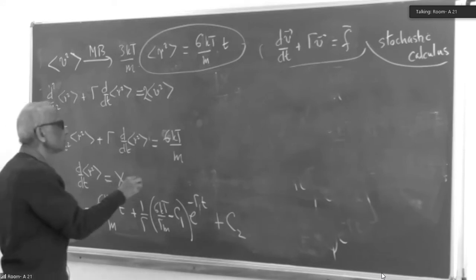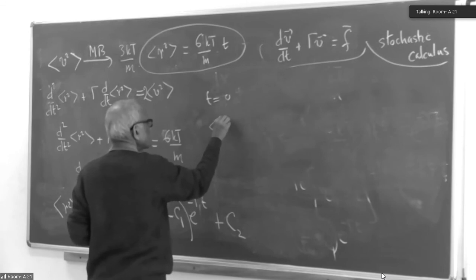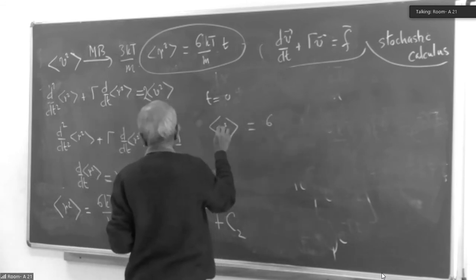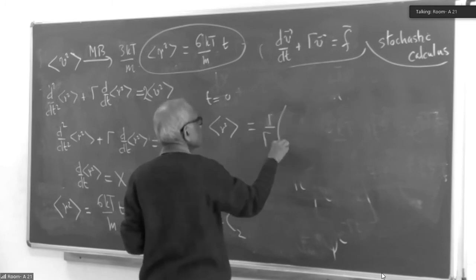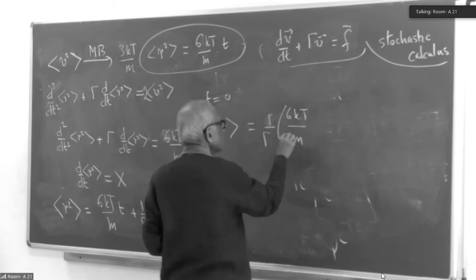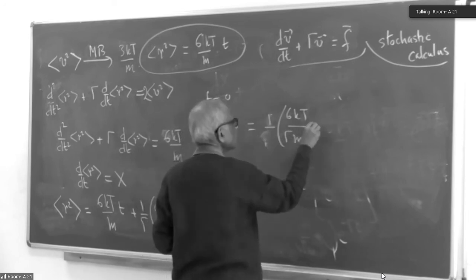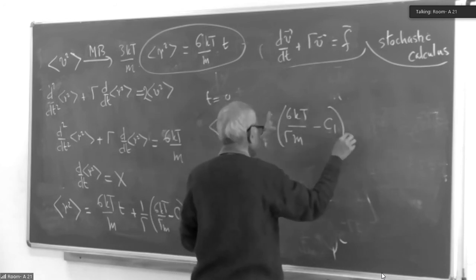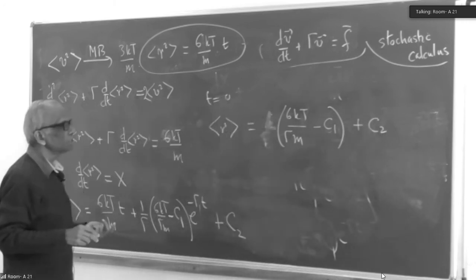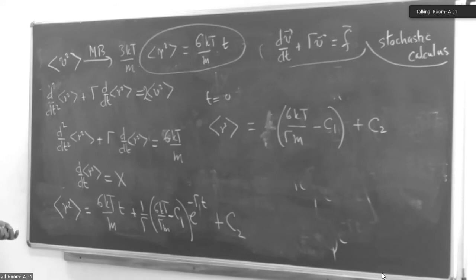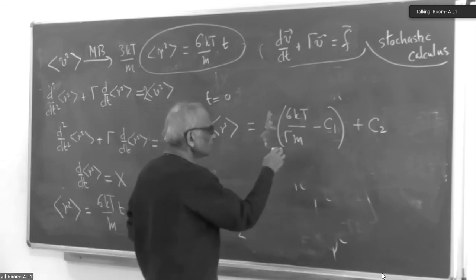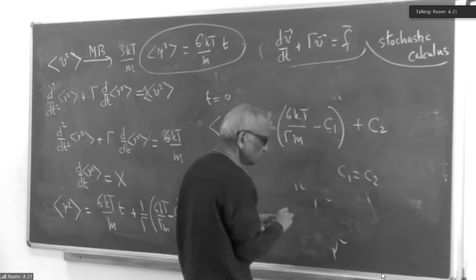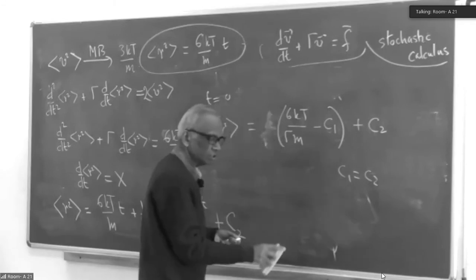So at t equal to 0, average R square is 1 over gamma. Wherever I want to set the origin of time, 6kT minus C1 plus the C2 over here. So that's the average of R square at time t equal to 0. Suppose I just go ahead and fix the integration constants. If I set C1 equal to C2, then the answer becomes particularly simple. So let's just go with that.